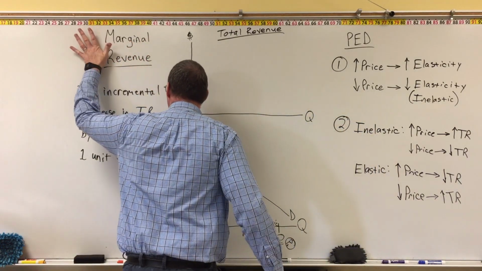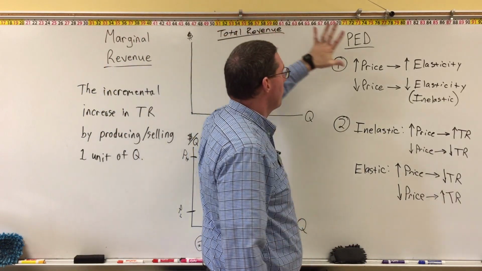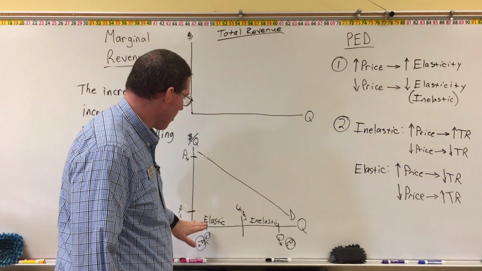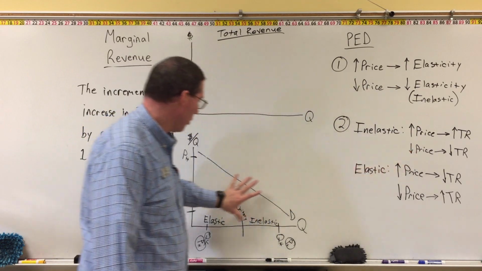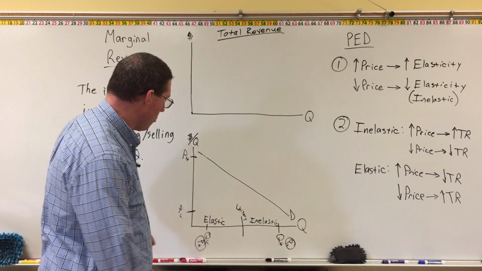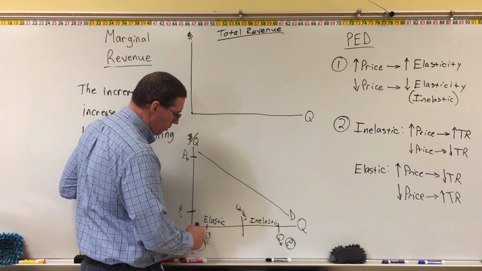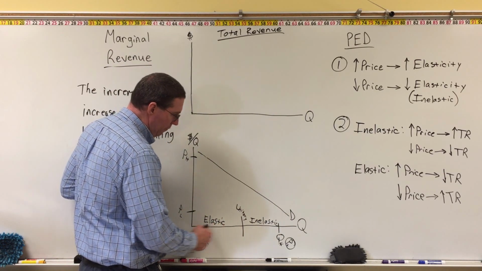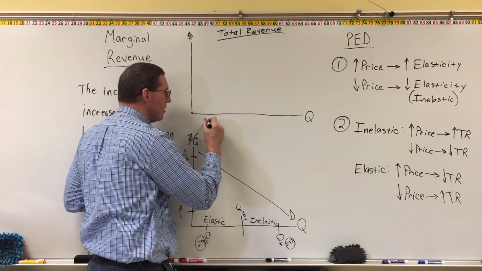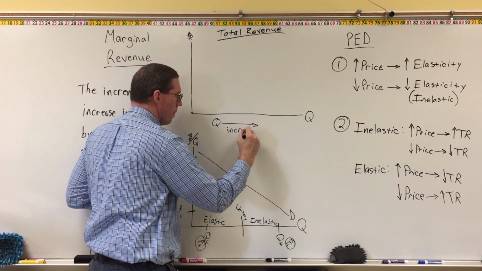So in order to understand marginal revenue, we have to understand total revenue. In order to understand total revenue, we have to understand elasticity. And in order to understand elasticity with price, we're going to go to what we just drew up here a few minutes ago. Okay, so here's what we know. In this elastic zone, here's the most important thing. As we move from left to right, because that's how we're going to draw the graph, quantity is increasing.